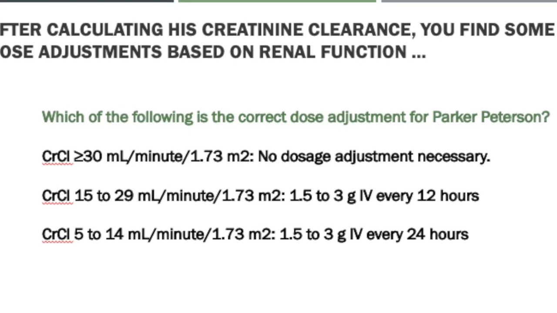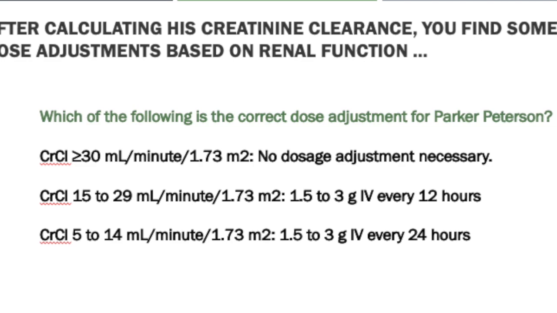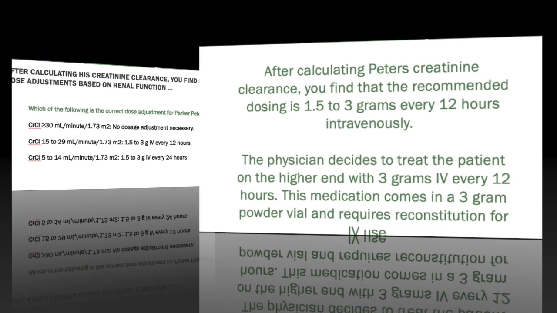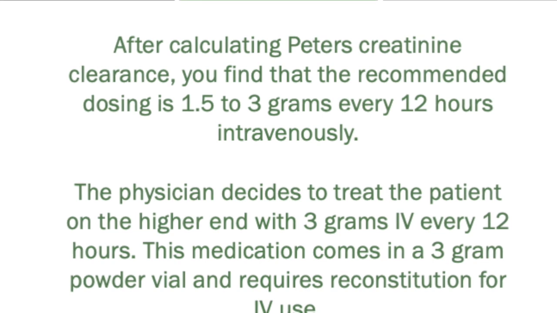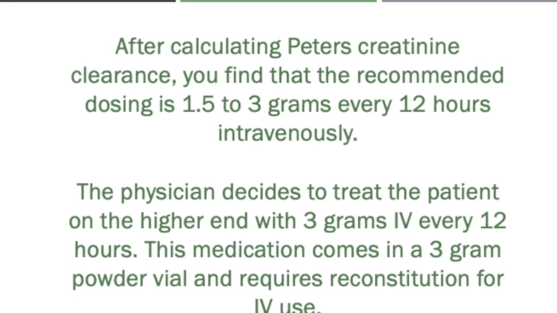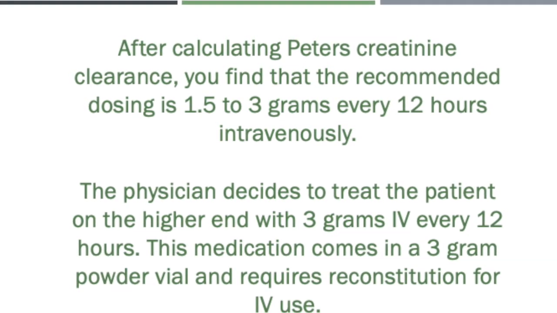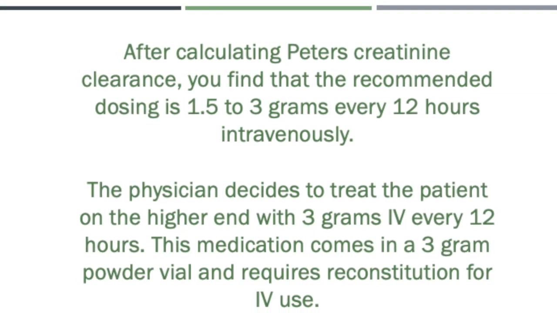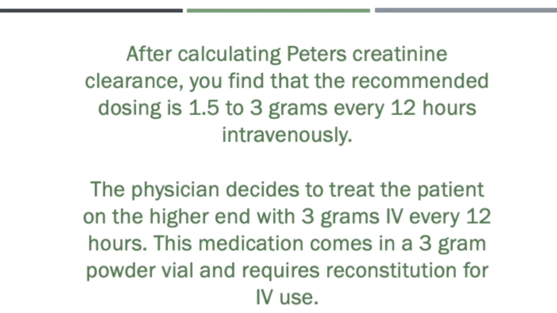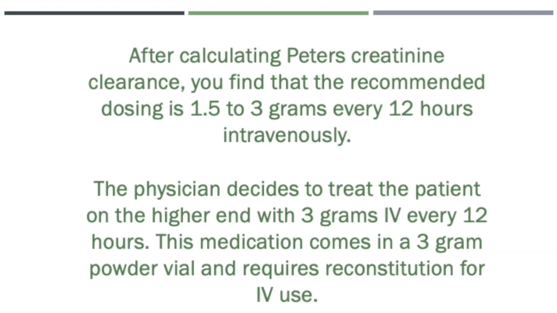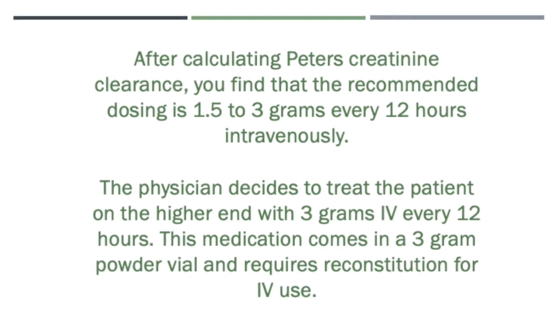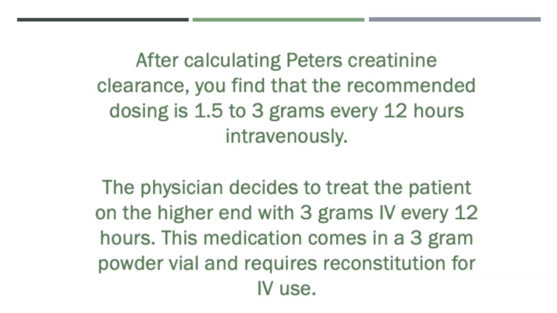Based on your calculated creatinine clearance, which dose would you recommend to a physician? After calculating Parker's creatinine clearance, you find that the recommended dosing is 1.5 to 3 grams every 12 hours intravenously. The physician decides to treat the patient on the higher end more aggressively with 3 grams IV every 12 hours. This medication comes in a 3-gram powder vial and requires reconstitution for IV use.